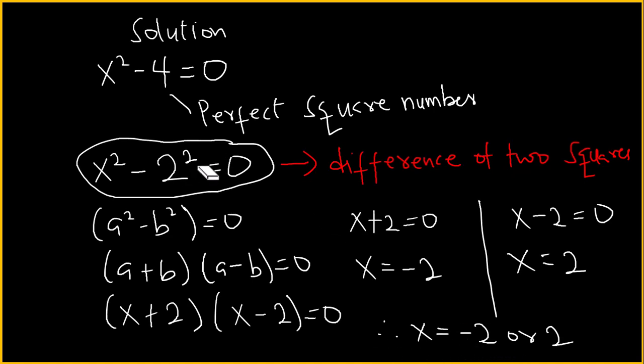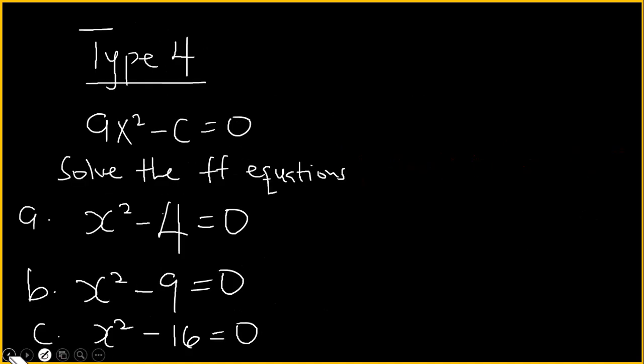Anytime the equation is given in this form, whereby our constant number is a perfect square number, make sure we solve using the difference of two squares. Our second and third equations, please try on your own, and after solving I'll provide shorts on this so that you compare with your answer.